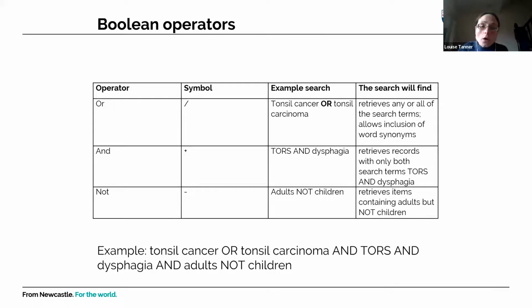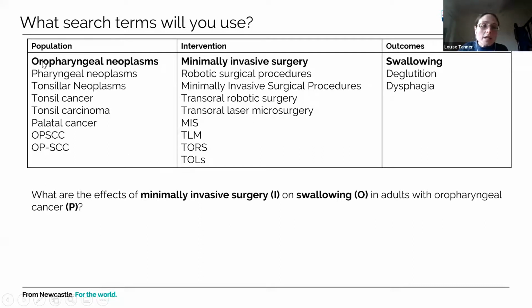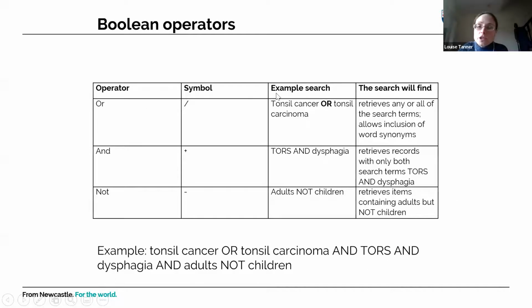So you would use the term OR to combine terms within the same category of your PICOs. If I go back to this slide, you would say oropharyngeal neoplasms OR pharyngeal neoplasms OR tonsillar neoplasms OR tonsil cancer, etc. And what that would do is retrieve any or all of the search terms. So any journal articles which have any of these terms specified relating to the population would be retrieved.